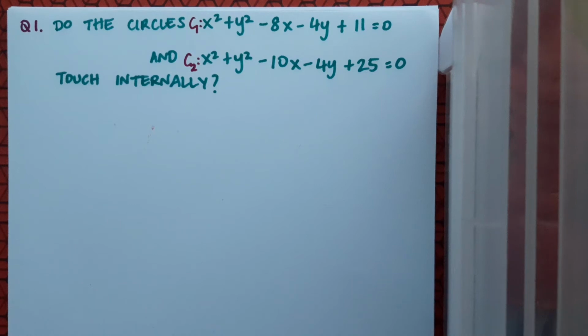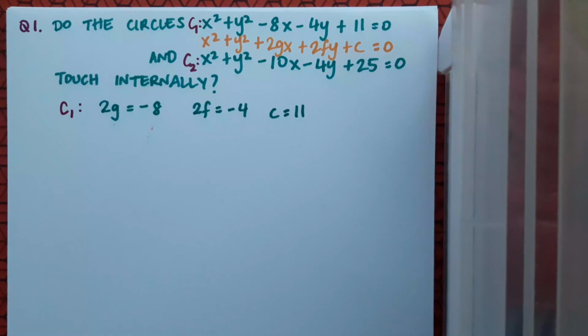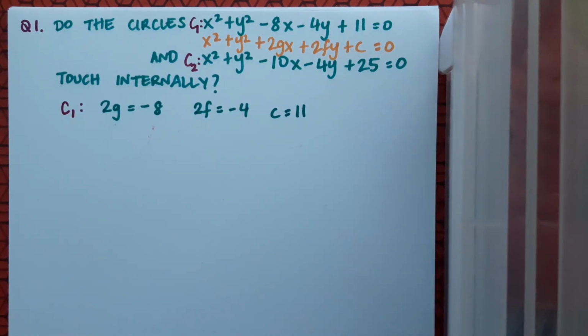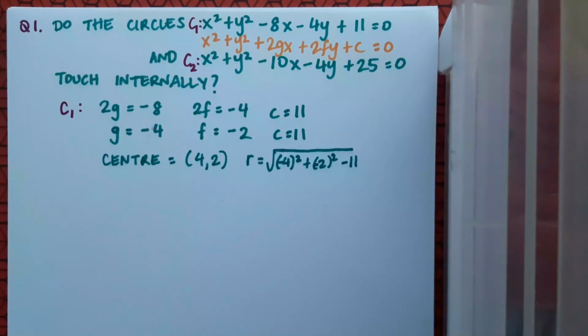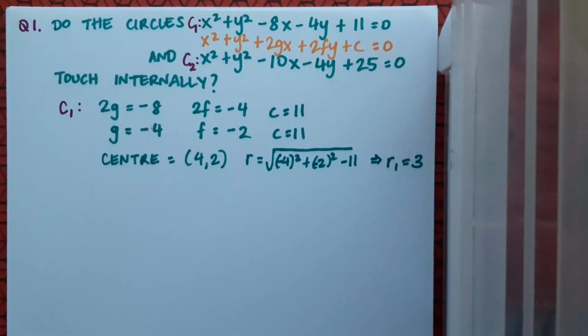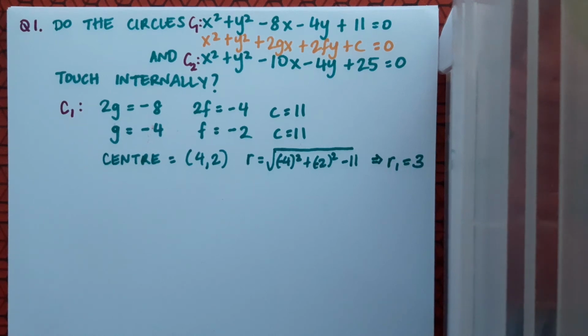So I've started by calling the two circles C1 and C2. I'm going to compare these circles to the general form of the equation of the circle to find g, f and c. Looking at circle 1 first of all, 2g equals minus 8, 2f equals minus 4 and c equals 11. So now I've got g, f and c. And for the centre, I'll use minus g, minus f, so just change the signs of g and f. So for circle 1 it's (4, 2). And I'll substitute into the radius formula to get a radius of 3, which I'll call r1.